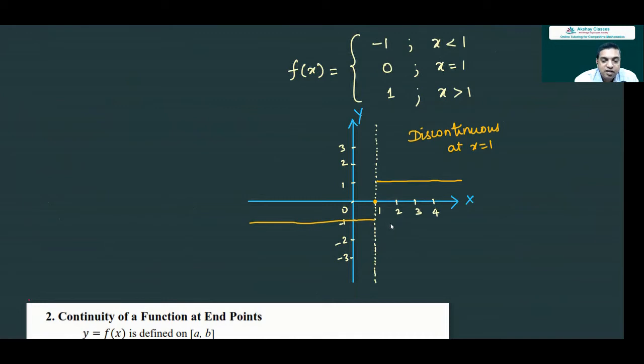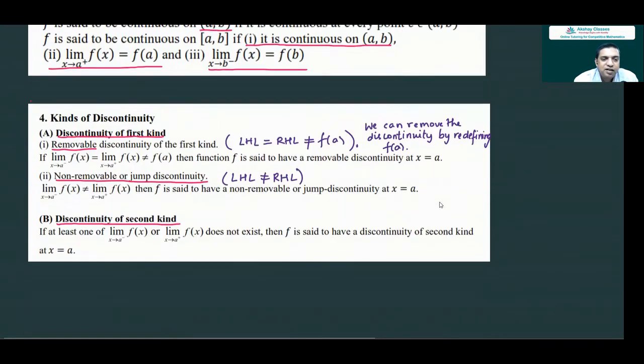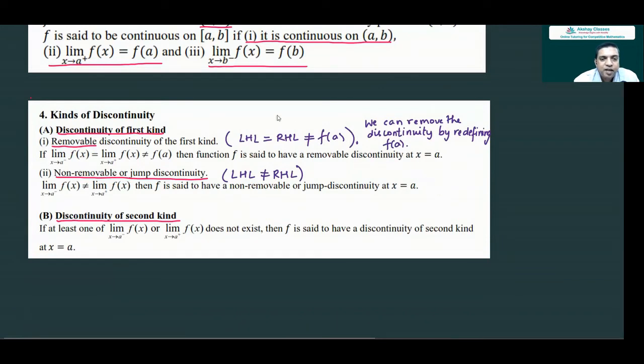A function like this has a non-removable discontinuity, because the left-hand limit at x equal to 1 is minus 1 and the right-hand limit at x equal to 1 is plus 1. Even if I redefine the function value at x equal to 1 to be minus 1, my discontinuity is not removed. If I redefine f(x) at x equal to 1 to be plus 1, again my discontinuity is not removed. That's why it is non-removable discontinuity. So, left-hand limit equal to right-hand limit but not equal to the function value is removable discontinuity. Left-hand limit not equal to right-hand limit is non-removable or jump discontinuity.